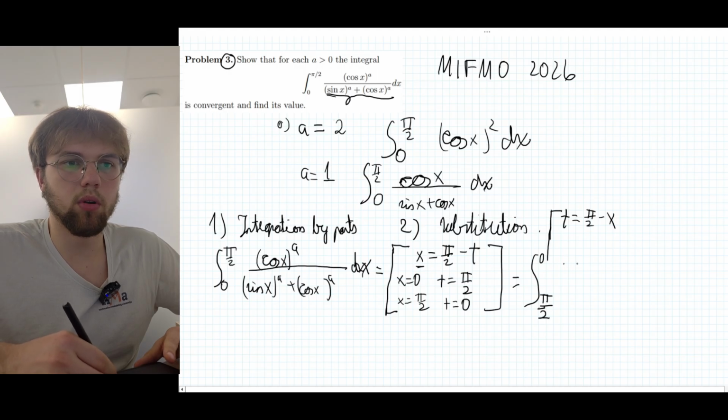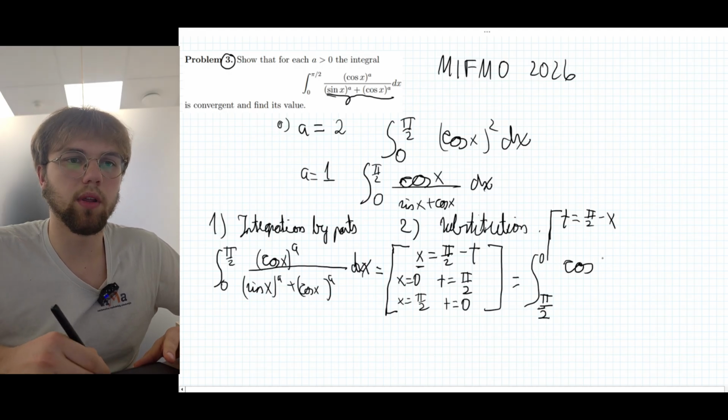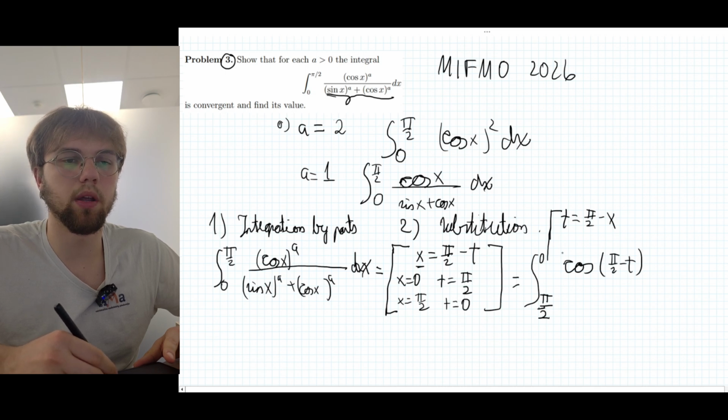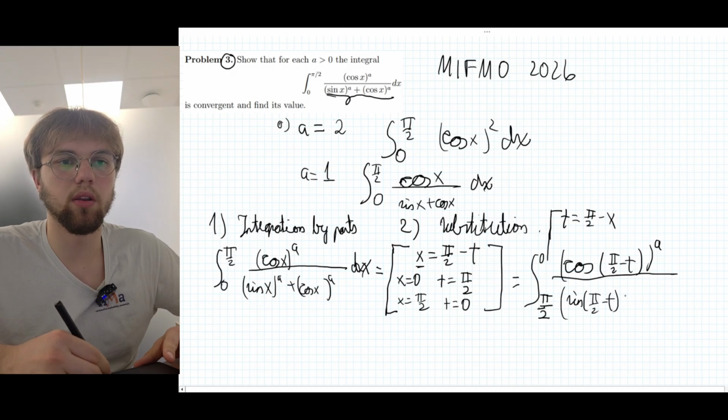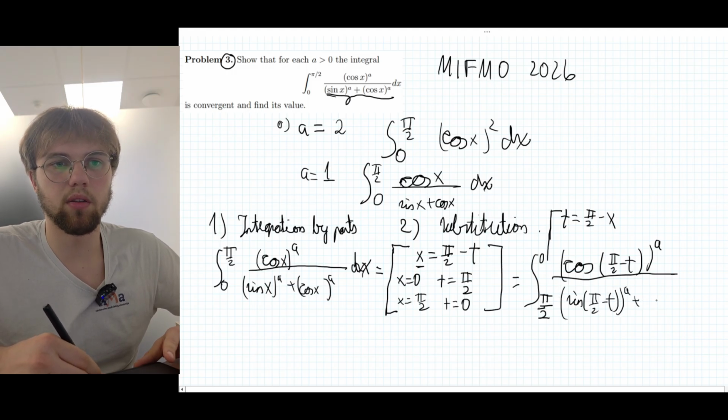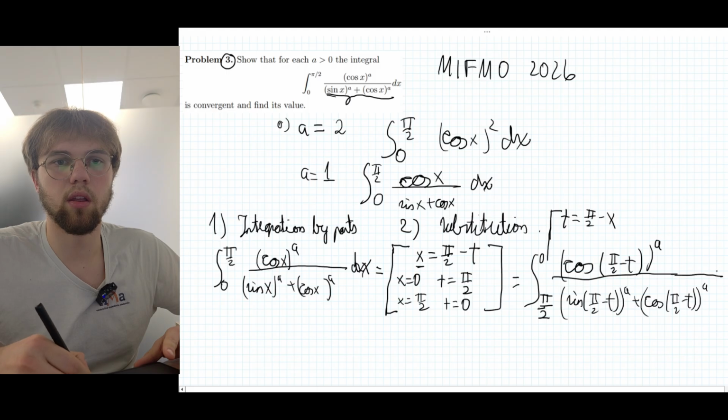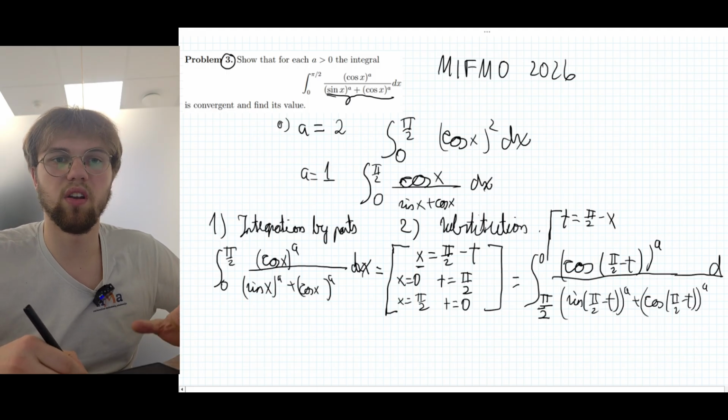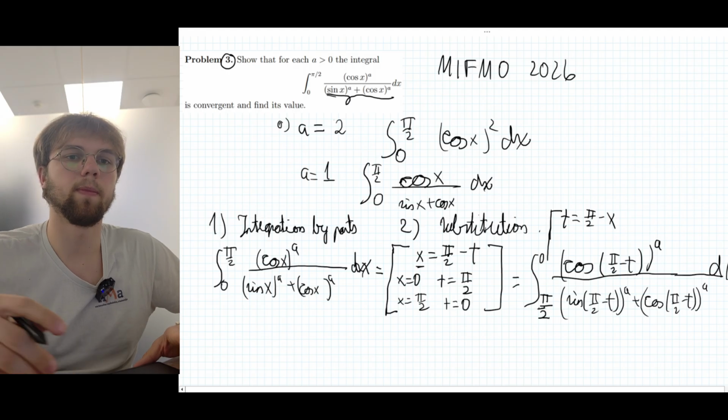And okay, so now rewriting everything, we get cosine of pi over 2 minus t to the a, divided by sine of pi over 2 minus t to the a plus cosine of pi over 2 minus t to the a, and don't forget to change the variable here, d of pi over 2 minus t.